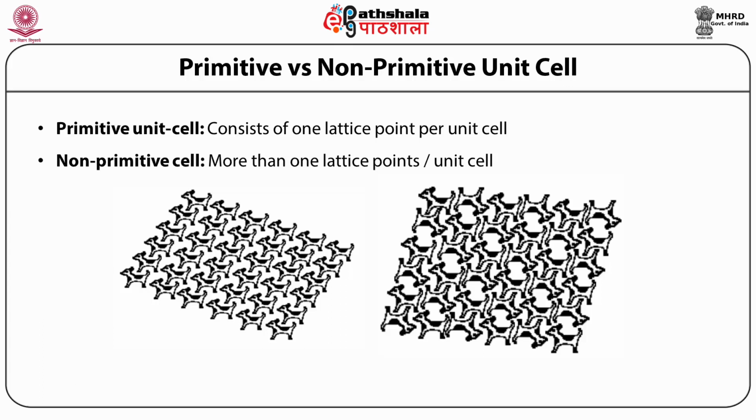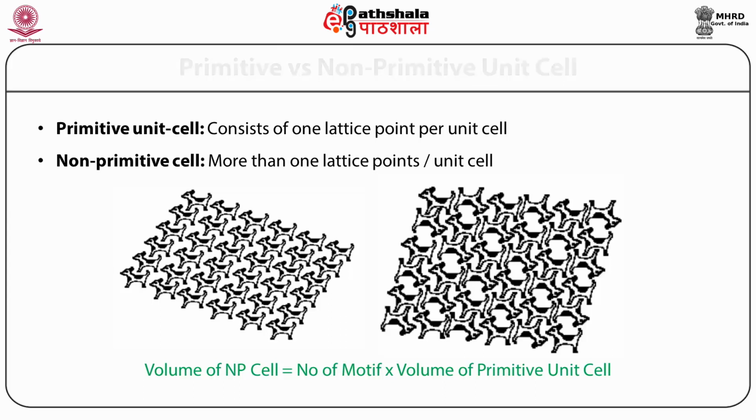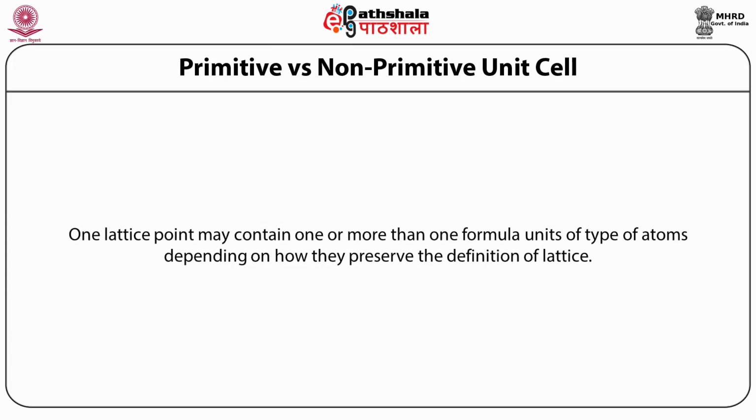Now we can represent the volume of a non-primitive cell as the number of motifs multiplied by the volume of a primitive unit cell. Now, one lattice point may contain one or more than one formula unit of a type of atoms, depending on how they preserve the definition of a lattice.